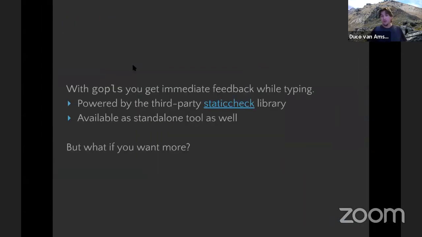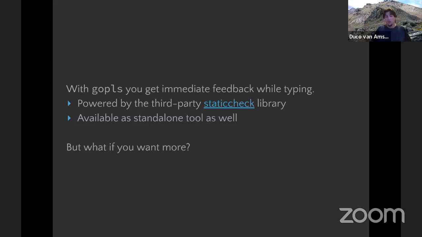So gopls, in this case, is using the third-party staticcheck library, an amazing tool with a lot of various different checks in there. It's available as a standalone tool as well. In this case it's integrated into the gopls language server, but you can also download it, build it yourself, and run it against your code. But then again, there might be more checks you want, because a single tool might not implement all the checks you ever want. The authors might want to, but they haven't achieved it yet.